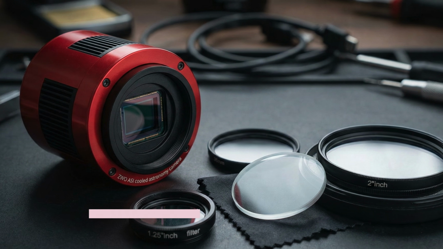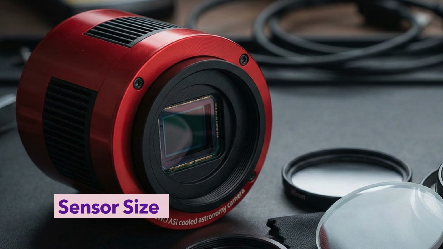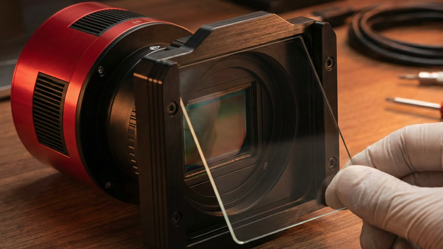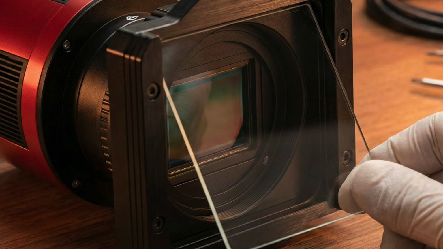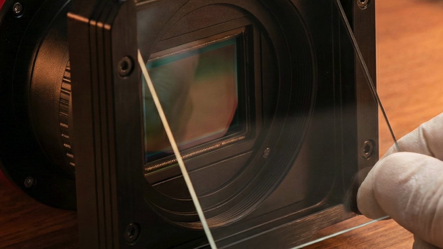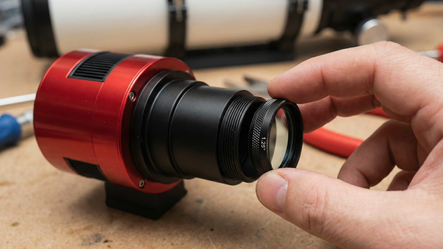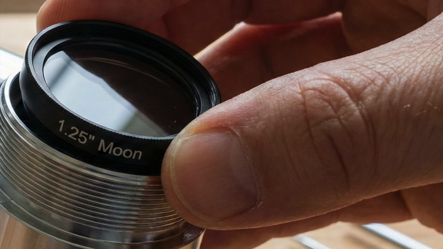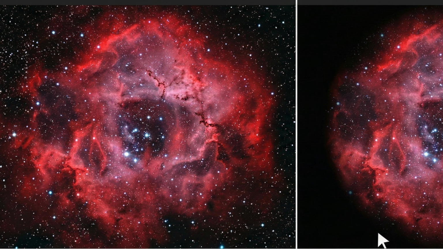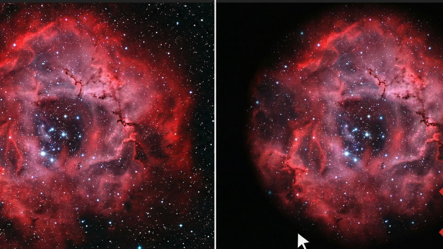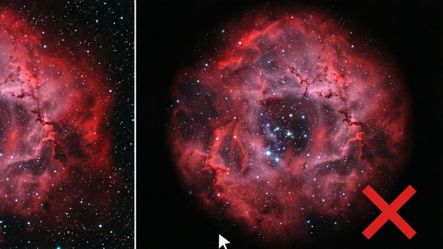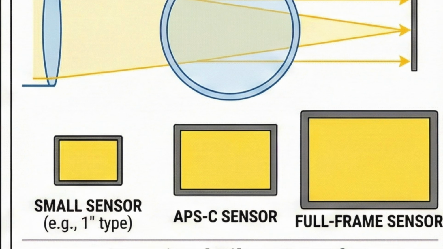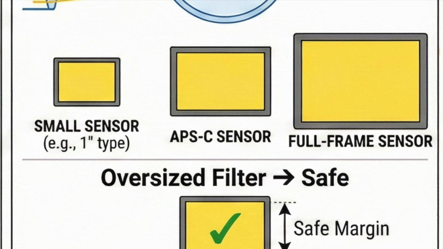When selecting a filter, consider your sensor size. Larger sensors, like full-frame or APS-C cameras, require larger filters or square filters to fully illuminate the field without causing dark corners. Small 1.25 inch round filters may work for small sensors or eyepieces, but will severely vignette a full-frame camera, especially at fast focal ratios. Conversely, using an oversized filter on a small sensor is generally fine, though it may be more expensive and add unnecessary weight.